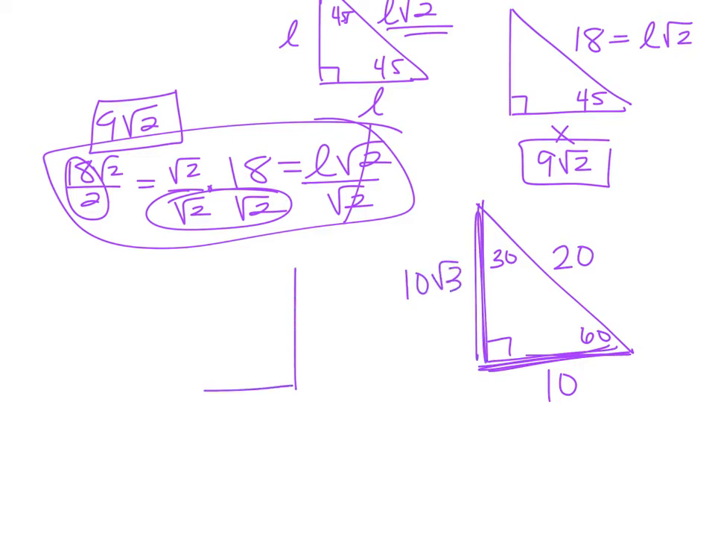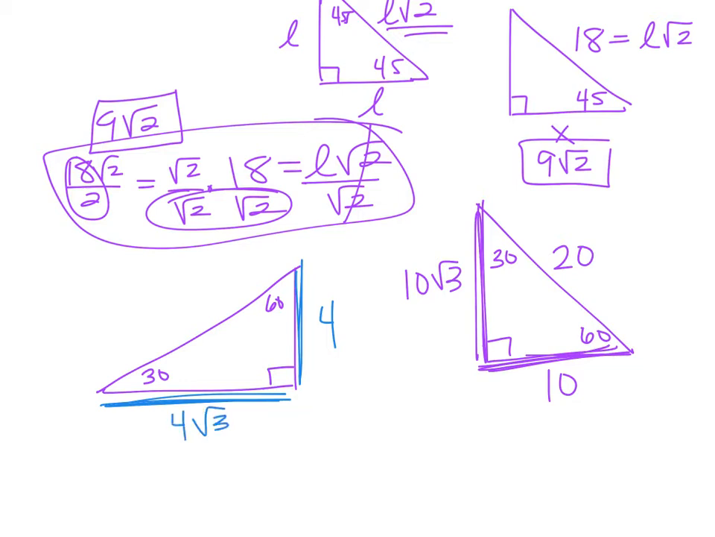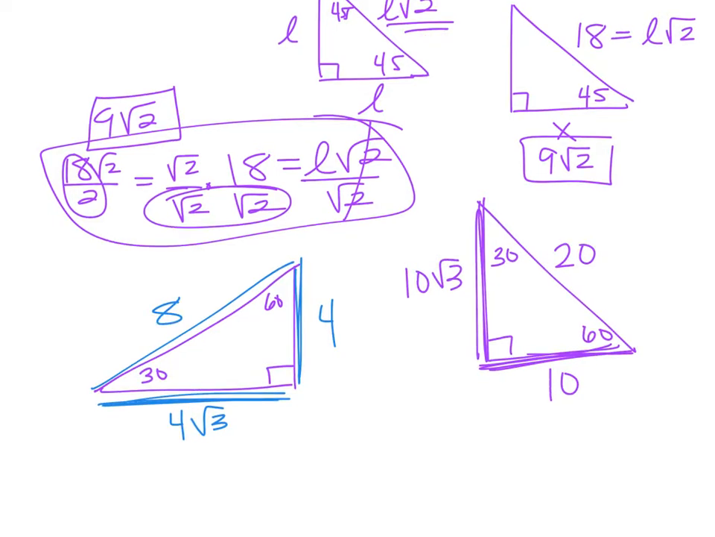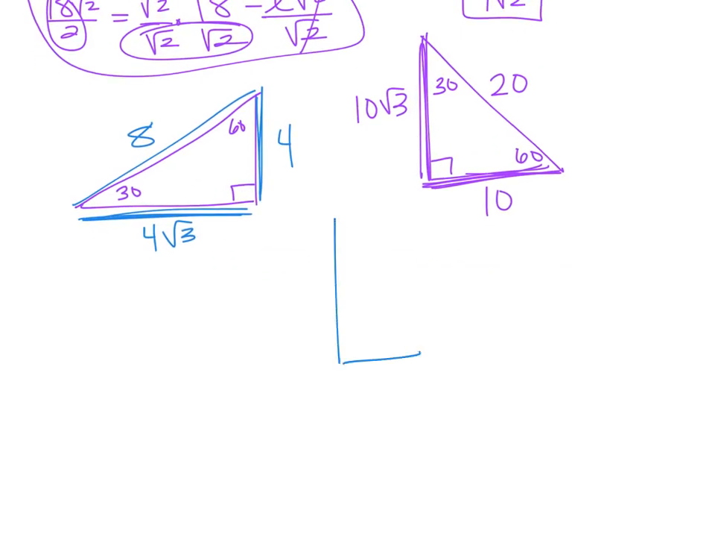Okay, what if I give you this 30, 60, 90, and I tell you that this length here is 4? What is this length? 4 rad 3. And what is this length? 8. Double it.